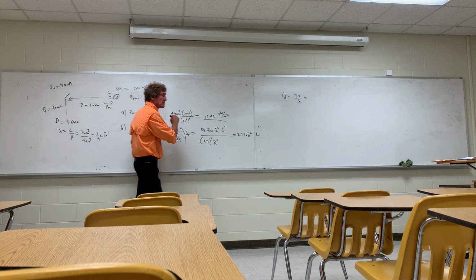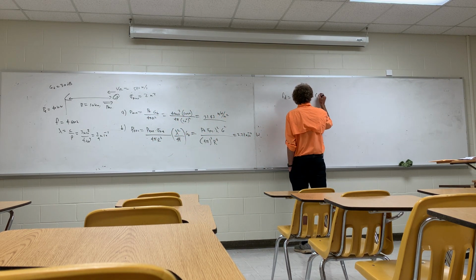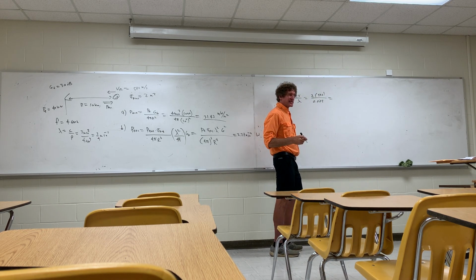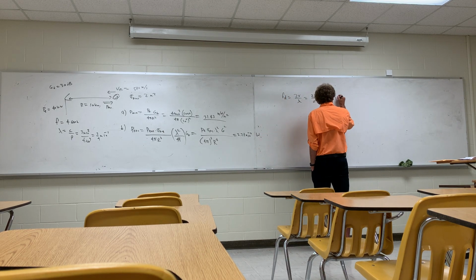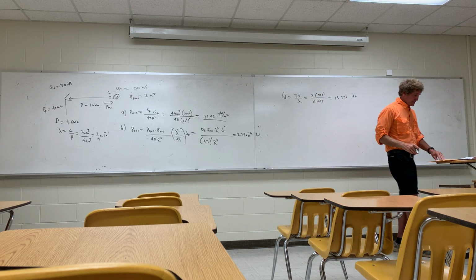I was pleased to see almost everybody got that right. So it's 2 times 500 over 0.075, right? What does that come out, 10,000 something? 13,333. Okay, and I think that was the test in a nutshell.